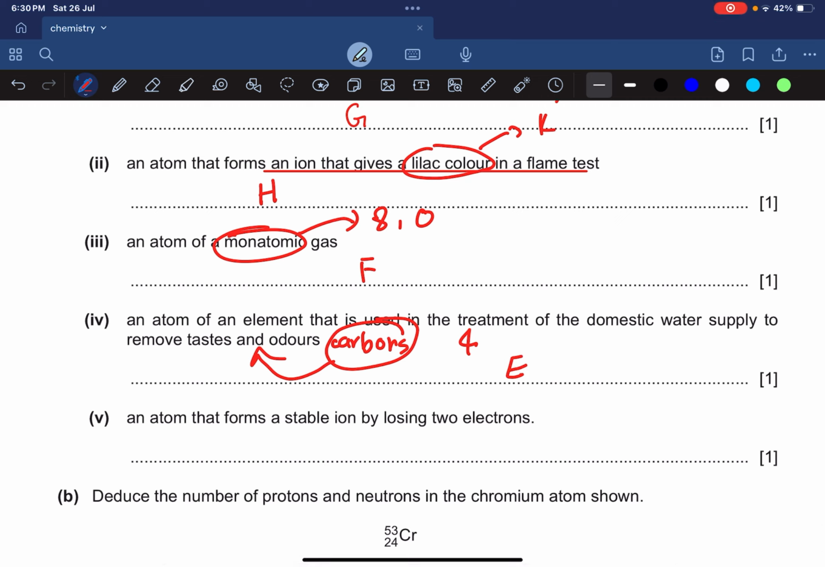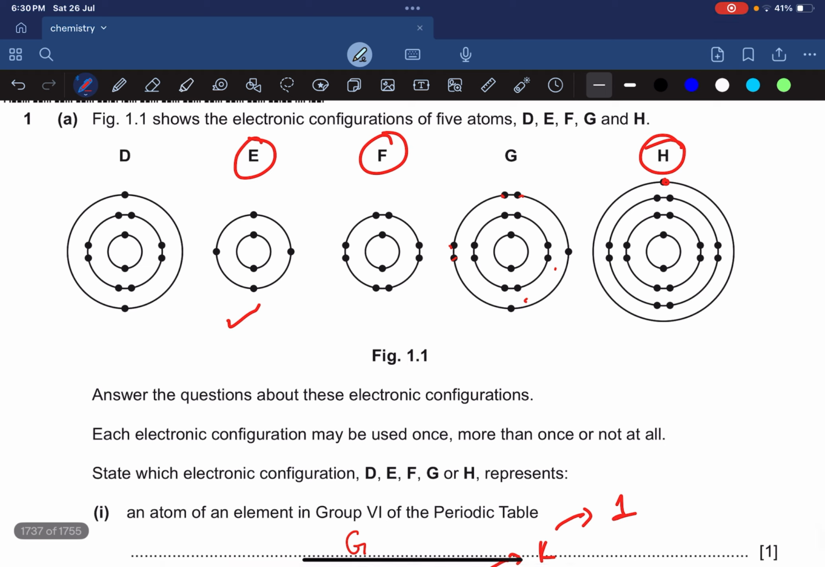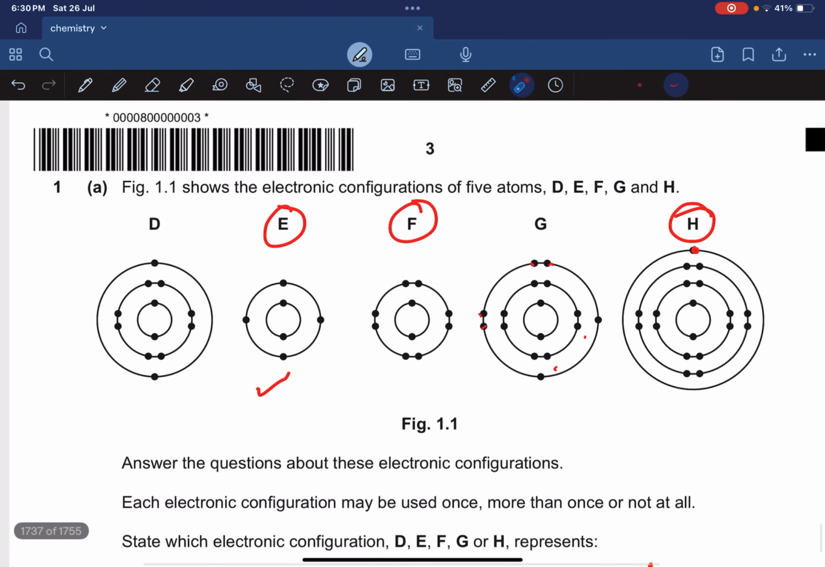An atom that forms a stable ion by losing 2 electrons. Obviously, an atom that forms a stable ion by losing 2 electrons must have 2 electrons in its outermost shell, and it's going to lose these 2 electrons to form a stable ion.